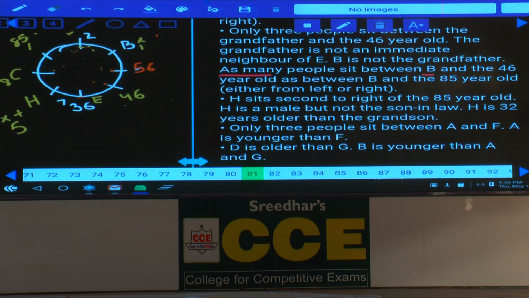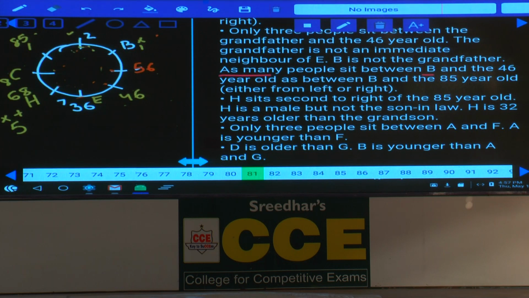H is a male, but is not the son-in-law, and H is 32 years older than the grandson. What is the age of this grandson here? 36. Grandson is who? 7. 7 is 36. Now this person is 32 years elder, and 36 plus 32 is how much? 68. Who is 68 years old? This H is 68 years old. And H sits second to the right of 85.